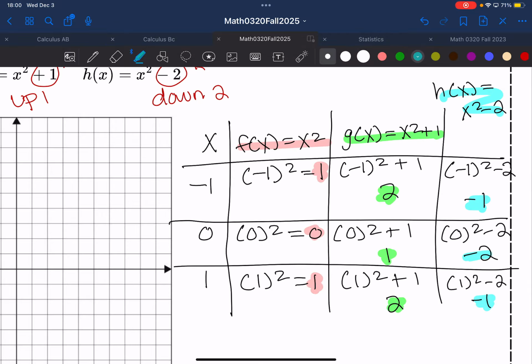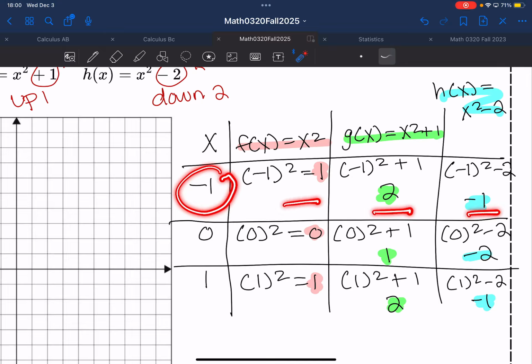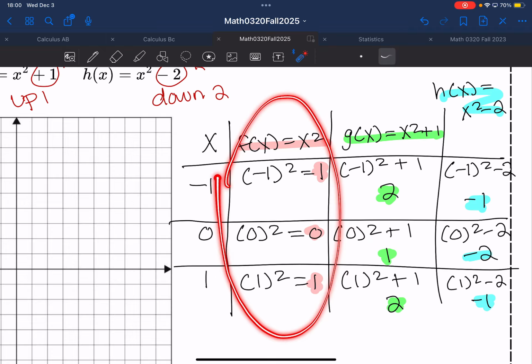So notice my x value is this number, no matter which one I plugged it into, which means I have the point negative 1, 1. Okay, I have the point negative 1, 2. And then lastly, negative 1, negative 1. When I plot these, however, I want to plot them by the function. So I'm going to plot all of those points first, and that's going to give me my first function.